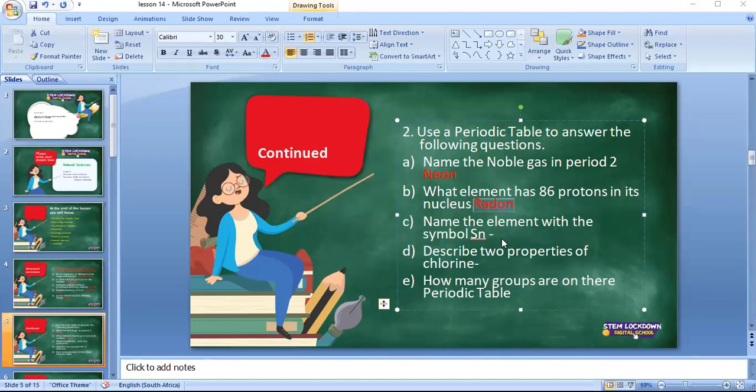Name the element with the symbol Sn. Tin. Yes, it is tin. Then describe two properties of chlorine. It's a disinfectant and a non-metal. It's non-metal and it is also a disinfectant. Thank you very much.